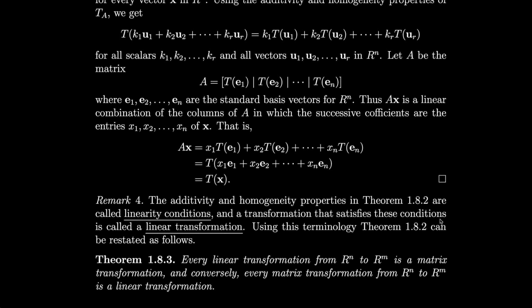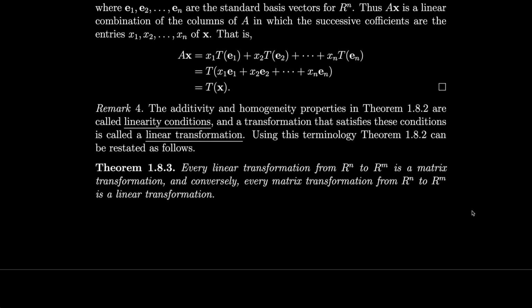The additivity and homogeneity properties in theorem 1.8.2 are called linearity conditions, and a transformation that satisfies these conditions is called a linear transformation. Using this terminology, theorem 1.8.2 can be restated as follows. Every linear transformation from Rn to Rm is a matrix transformation, and conversely, every matrix transformation from Rn to Rm is a linear transformation.